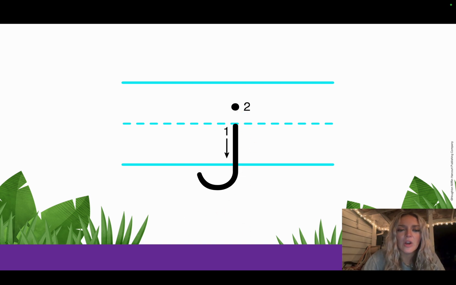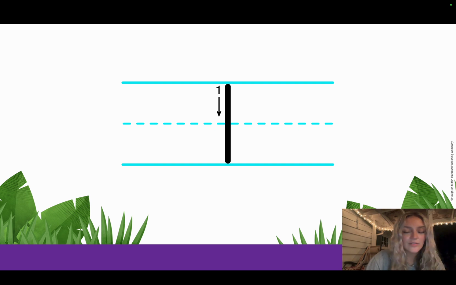A J. What sound does that letter make? J. All right, I'm going to do it. You do it with me in your notebook. Ready? J. Next one. Pause if you need to, if I'm going too fast. What letter is this? L. And L makes the L sound.